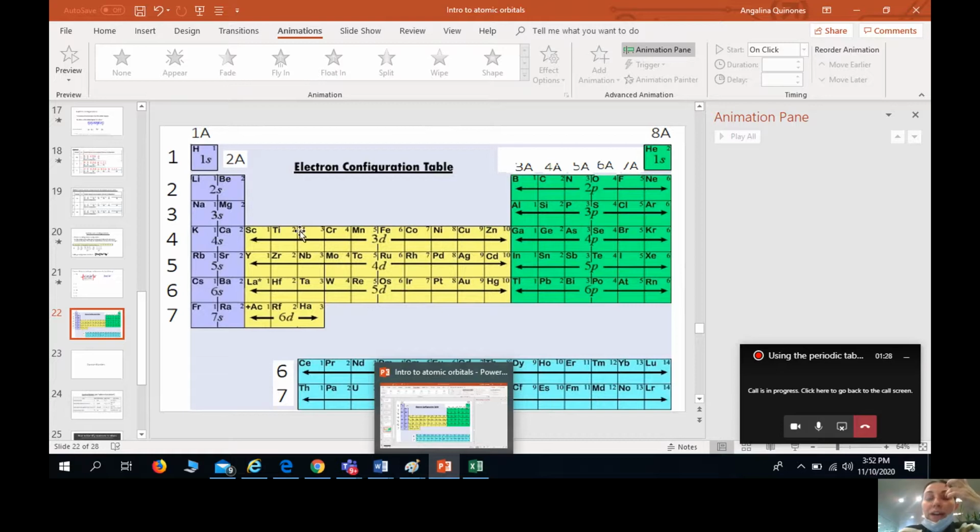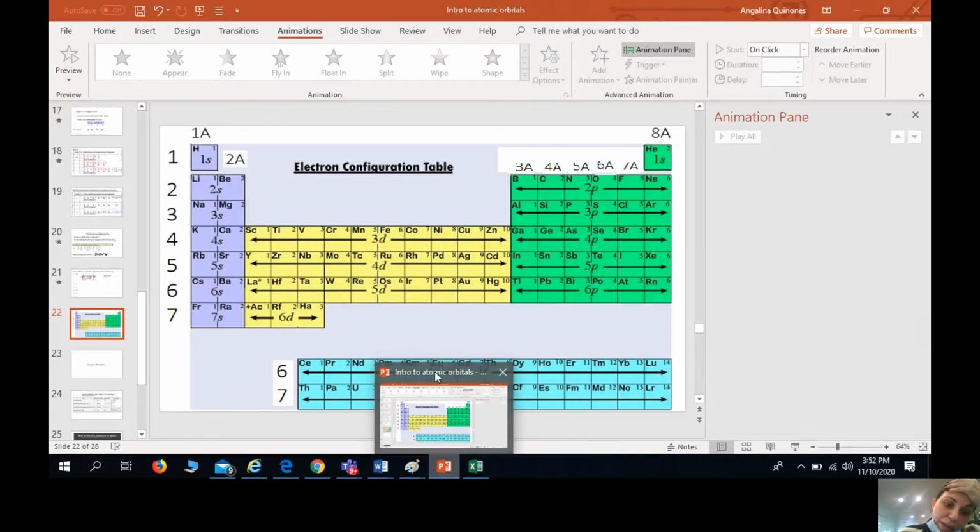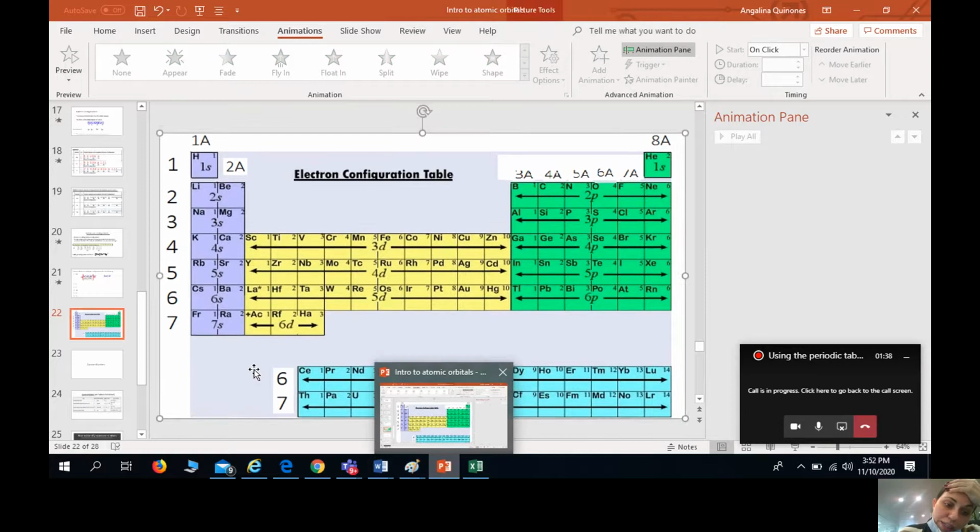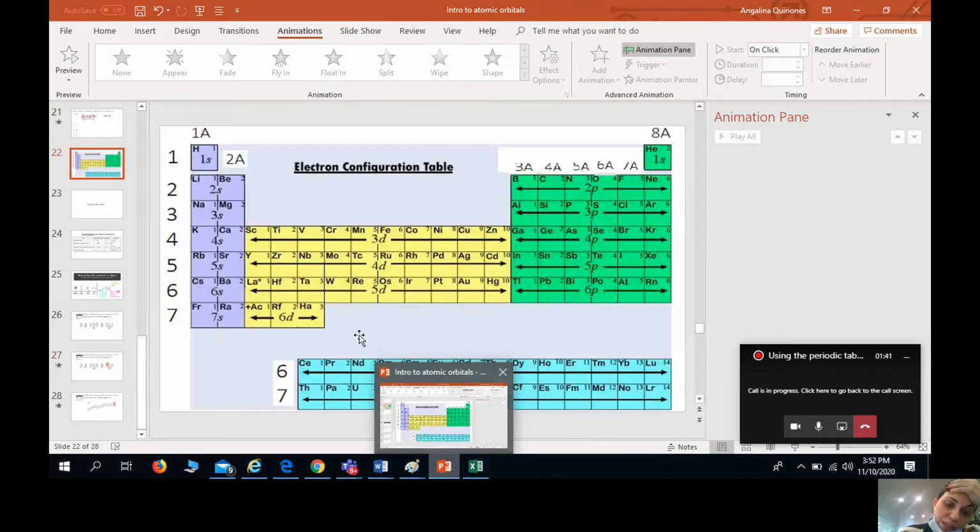The d orbital has 5 lines and therefore can fit 10 electrons. And notice here that the d orbital has 10 groups inside of it. Lastly, the f orbital has 7 lines and therefore can hold 14 electrons. And you can see here that there are 14 groups inside of the f orbital.